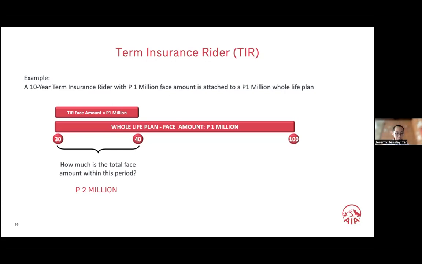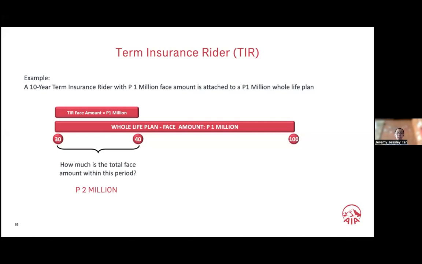So what can happen is, you can take a 1 million basic plan, covered until age 100, and then you attach a term insurance rider of another million, covered for the next 10 years while your child is studying, right? Because the coverage you need is bigger while your child is studying. That is still cheaper than getting a 2 million whole life plan. Okay? It's still cheaper.